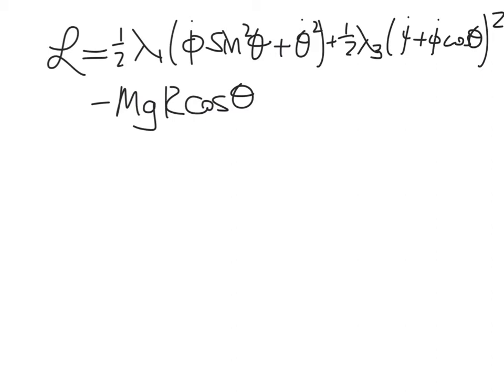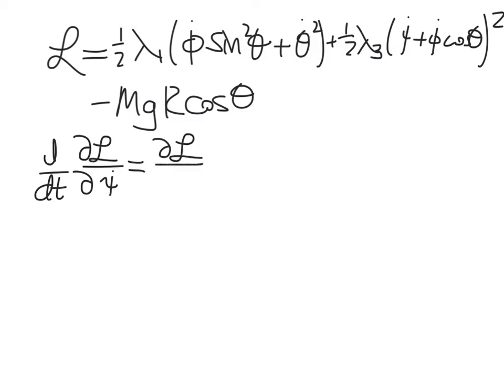Okay, so here's our complete Lagrangian. We have our kinetic energies and our potential energy. First thing we want to do is apply the Euler-Lagrange equation. So remember, for the psi coordinate, the time derivative of the psi dot partial derivative of the Lagrangian is going to be equal to the partial of the Lagrangian with respect to psi.